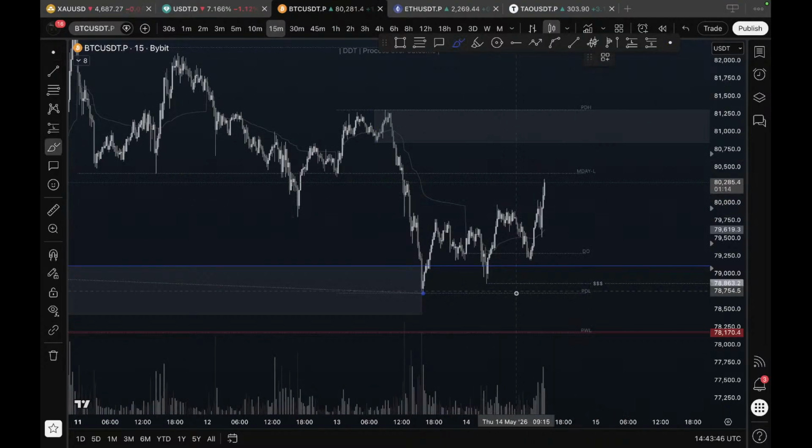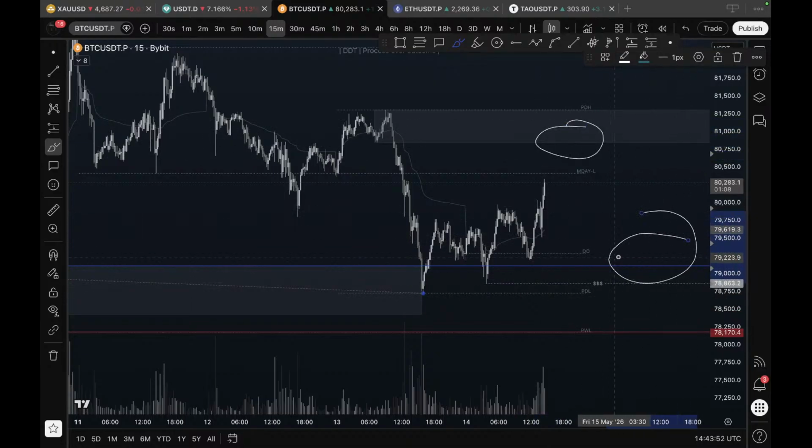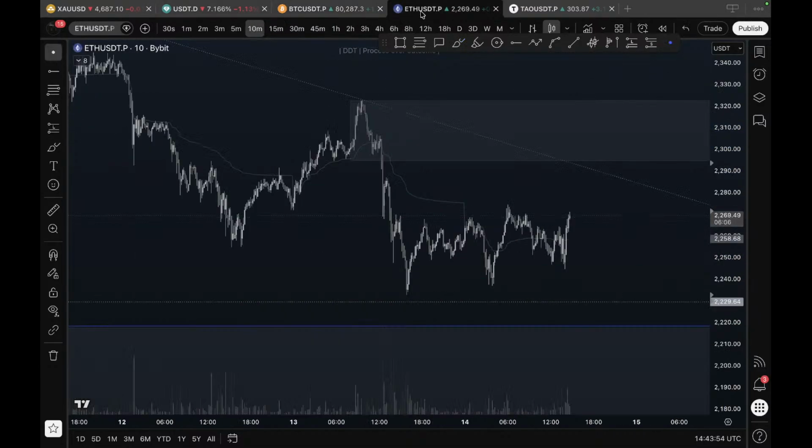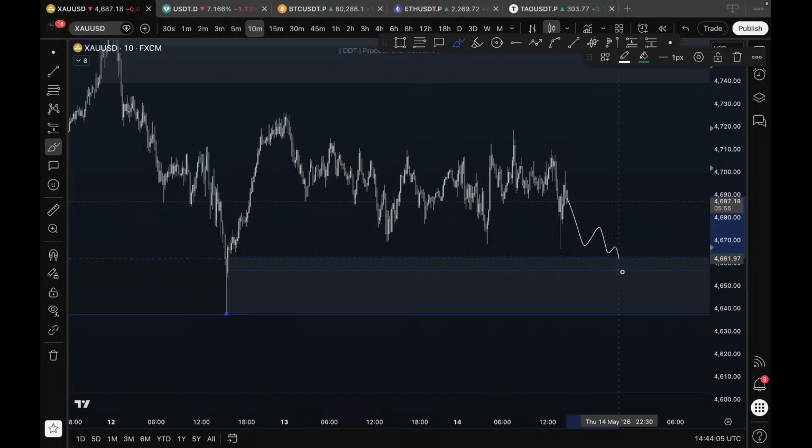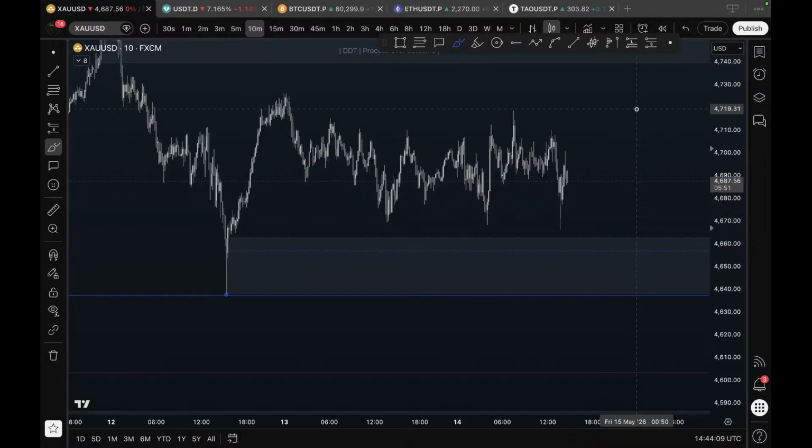BTC, potential shorts here, longs there. ETH, also shorts above, longs below. And gold needs to stop being a fucker and finally tap demand and give some structure to work with. Then long it back to the highs.